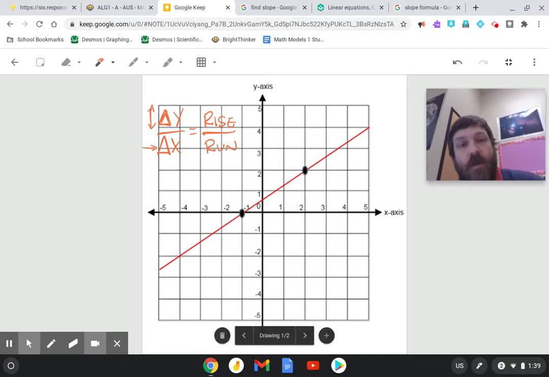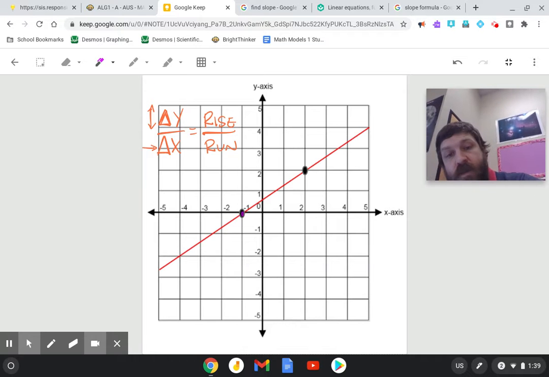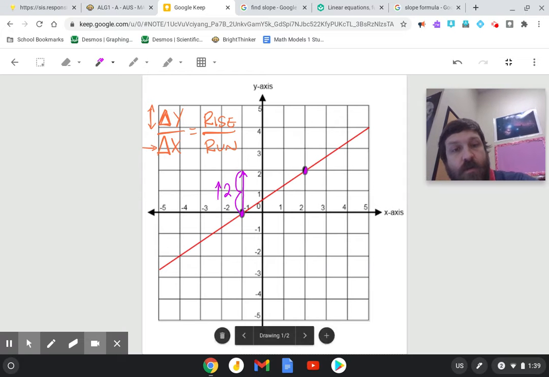In other words, how much is the graph going up or down versus how much is it going across? So in this example, I can see that my graph is going from one point to the next, from this point to this other point. It's going to go up 2. This is up 2. See? 1, 2. That's up 2 or plus 2.